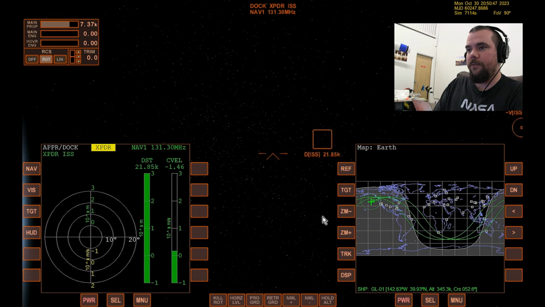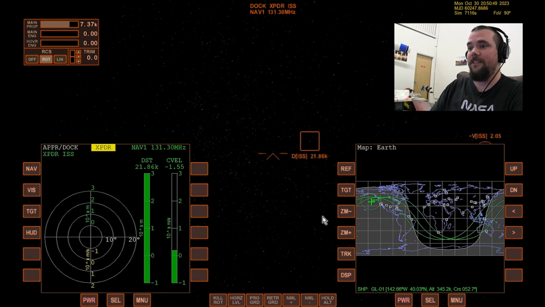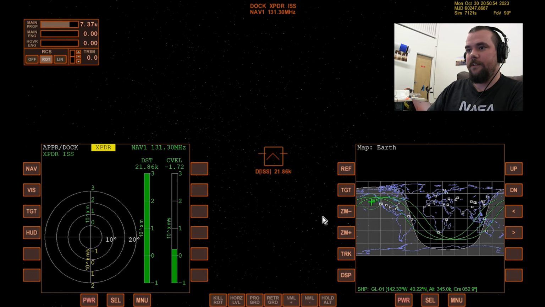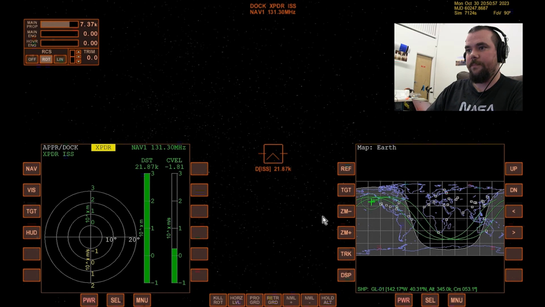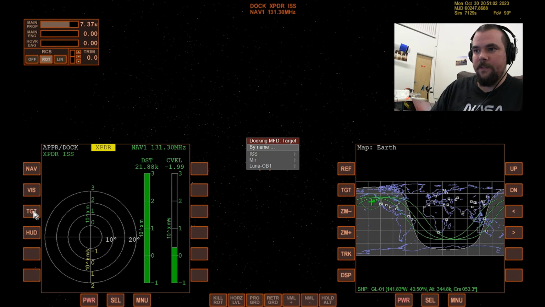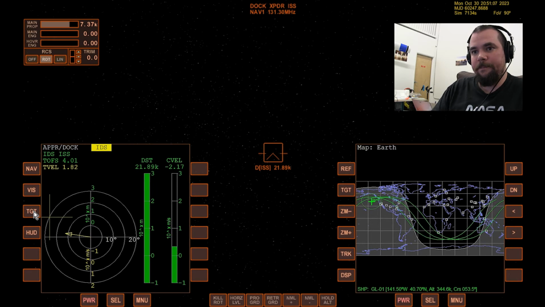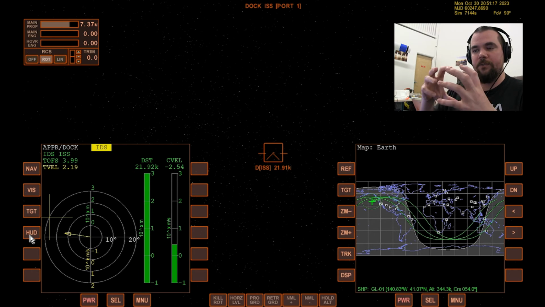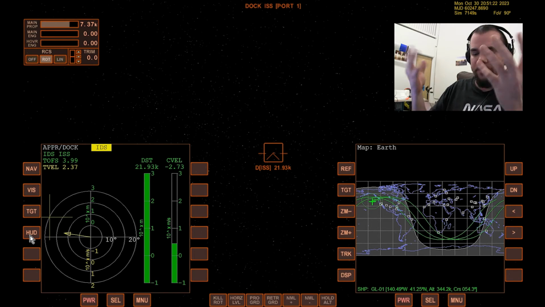So what I'm going to do is I'm just going to point straight to it and then fire my thrusters. Actually, before I do that, I'm going to set up, there's basically like a heads-up display for each dock. There we go. And that's going to show in the heads-up display some little red squares. And then I'm basically going to line up with those squares. And I'll show you what I mean when I get there.